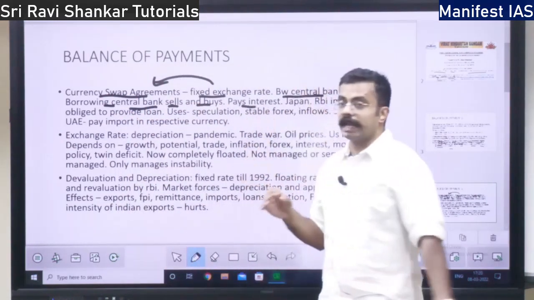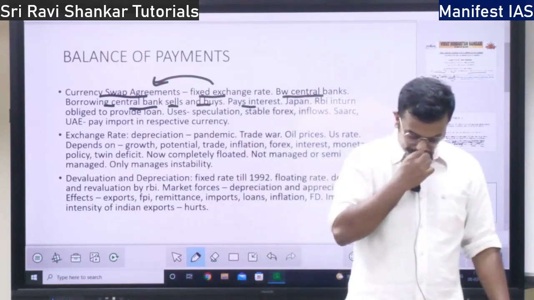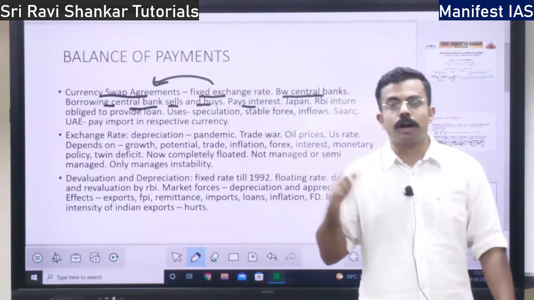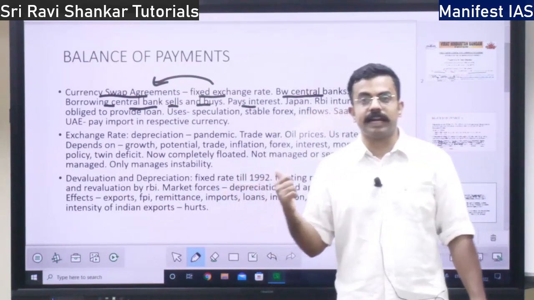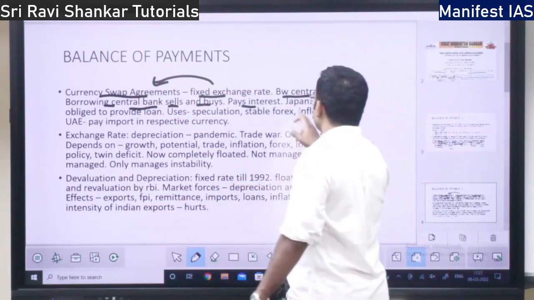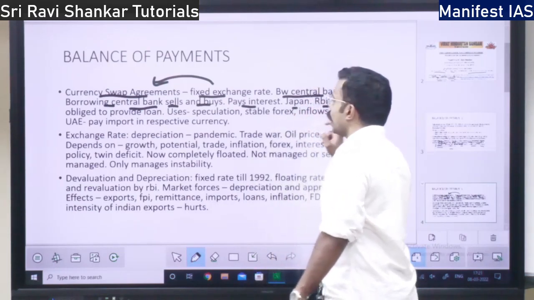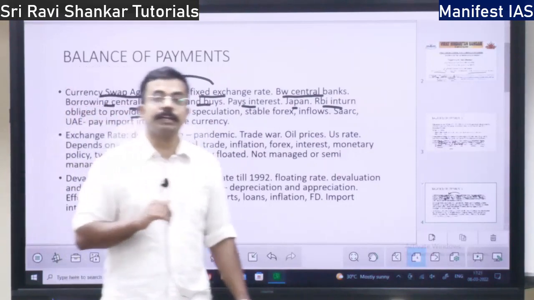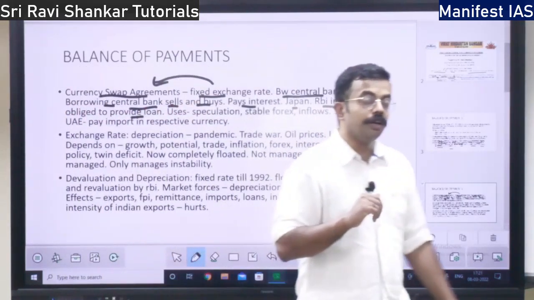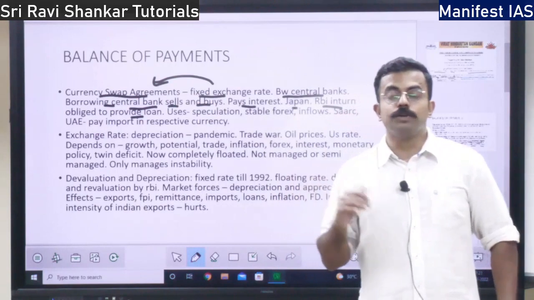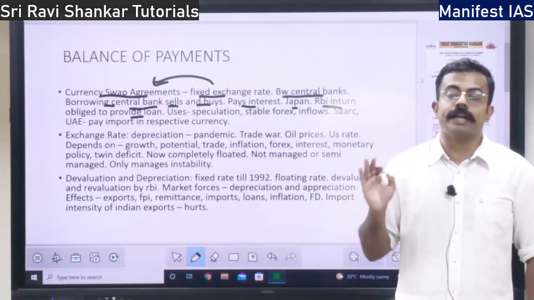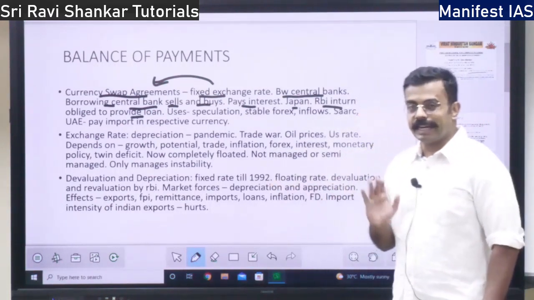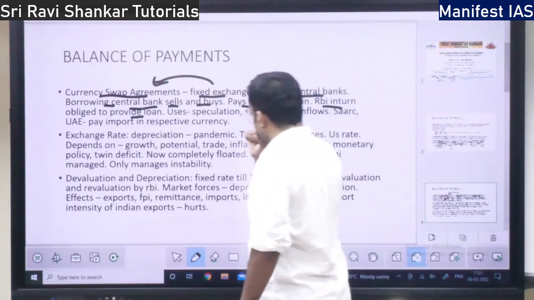So it pays interest, right? When India takes $75 billion from Japan, for that we are paying interest to Japan. Next, RBI is in turn obliged to provide a loan. I told you, immediately we are not going to give currency. Immediately we are not going to give rupee to Japan. Rather, what we do, we are obliged to provide a loan. Whenever Japan wants a loan, we have to provide them a loan in Indian denomination only, right?